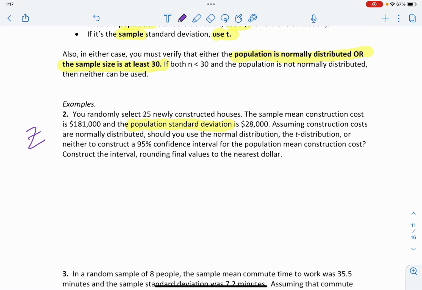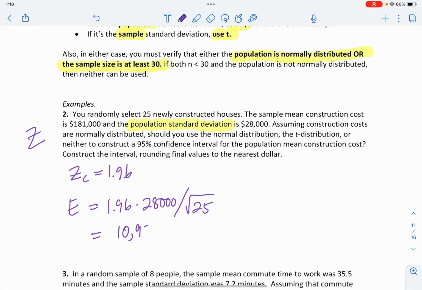95% confidence. You start memorizing these. It's 1.96, right? And then the E, remember how you do it? You go 1.96 to ZC times the standard deviation, using that little formula, 28,000 divided by square root of N, 25. And there it is. And I think this works out to exactly 10,976, which is interesting. Okay.